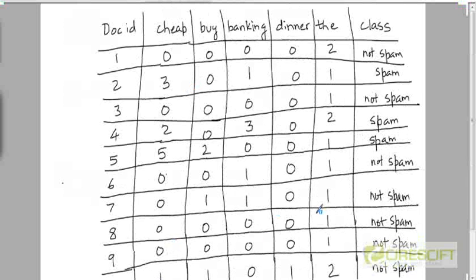So based on this table, what would be the probability of buy given spam? So here's the word buy. And here are the 3 documents corresponding to the spam class. So it would be 2 divided by... the numerator would be 2 because how many times does the word buy appear in the spam class? 0 plus 0 plus 2.